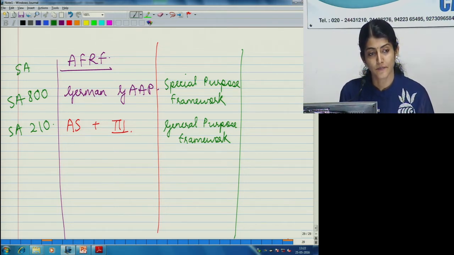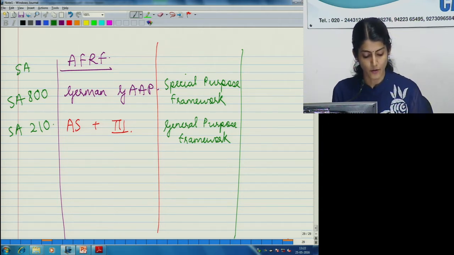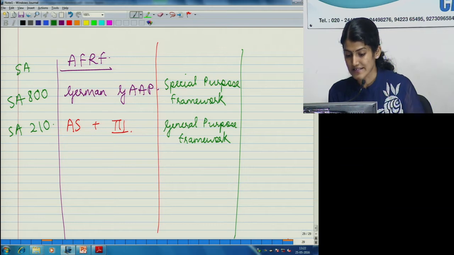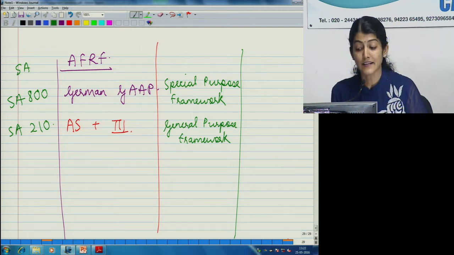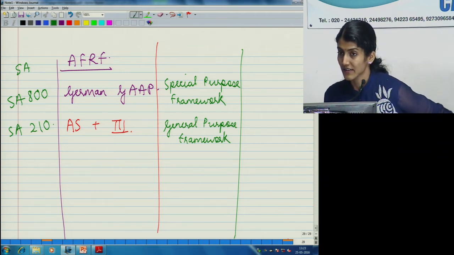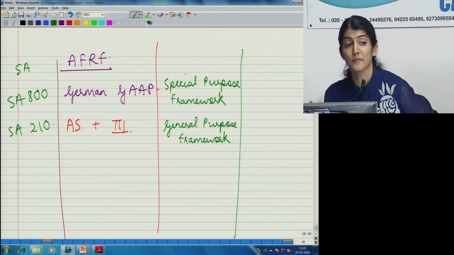You're all there? SA 800, title: Special considerations, audits of financial statements prepared in accordance with special purpose framework. Yes, now, May 16, question number 1D was on special purpose framework. You understand that? Special purpose framework.